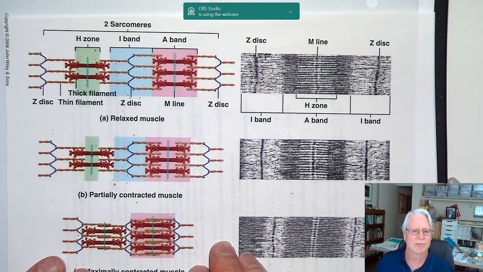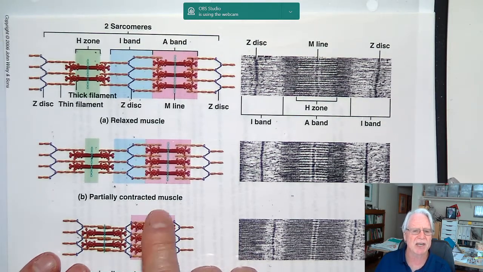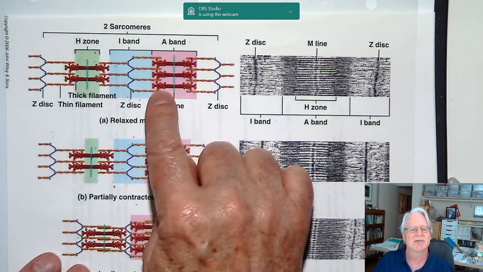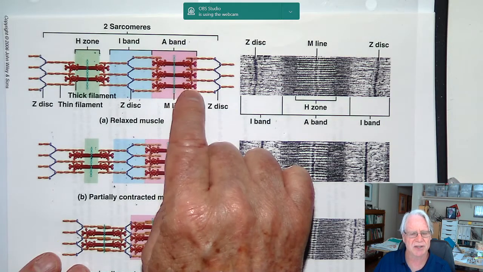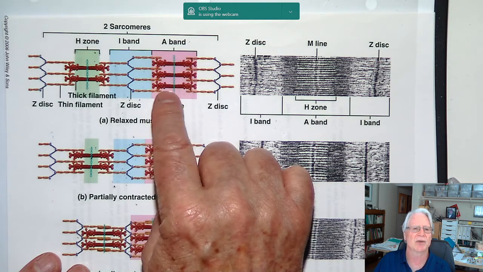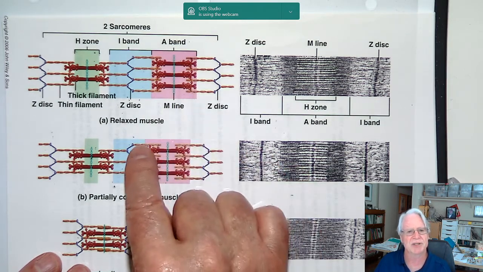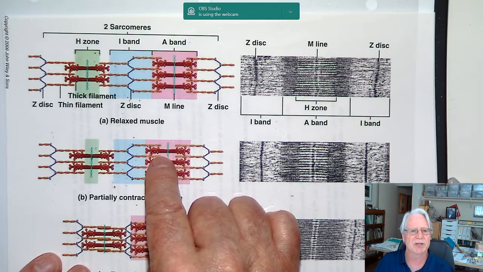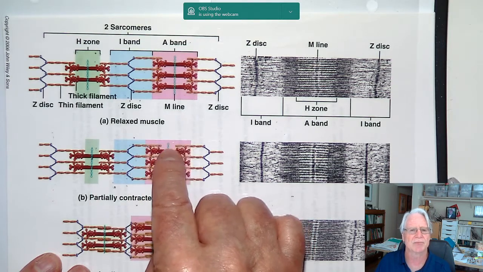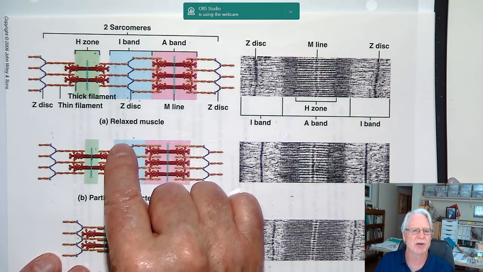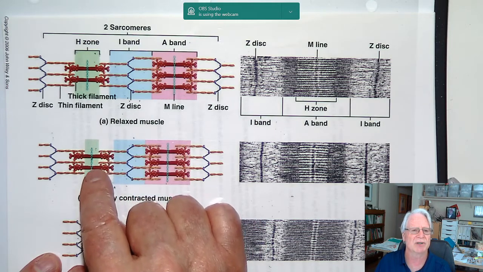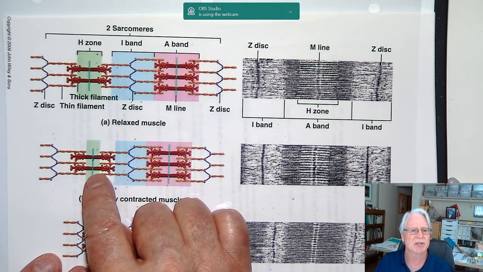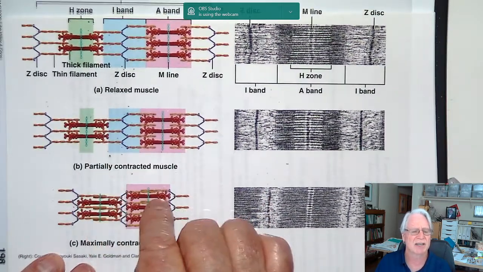The only thing that remains the same is the A band, because that is the entire length of the thick filament, which does not change. It does not collapse. It remains the same throughout the entire process. What we're doing is sliding the thin filaments towards the center, and as we do that, the regions of overlap increase, and the regions where we don't have thick or thin filaments are reduced until finally they entirely disappear.